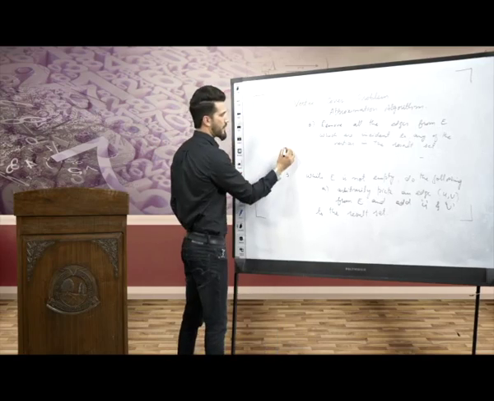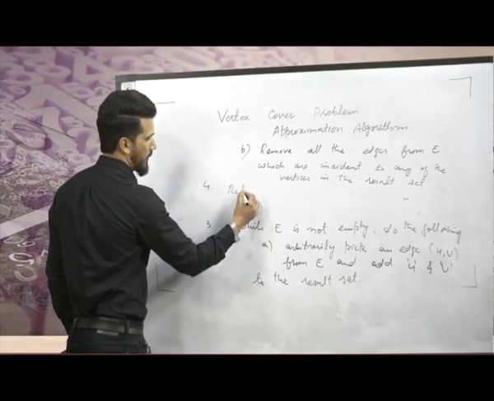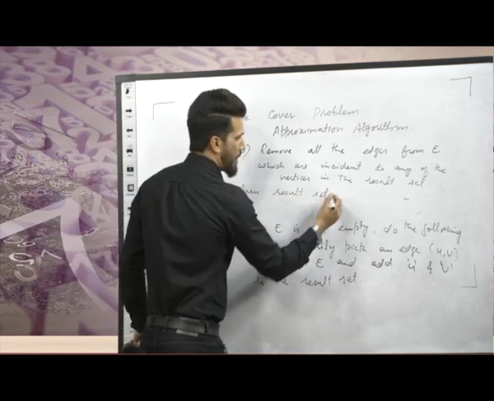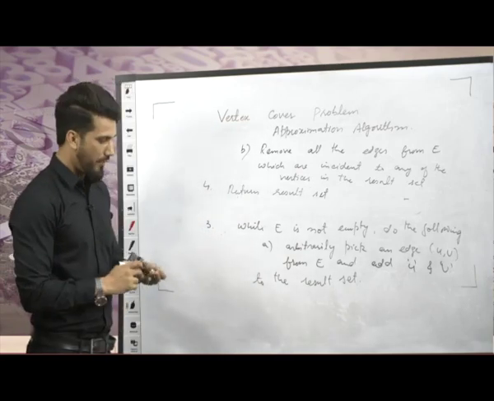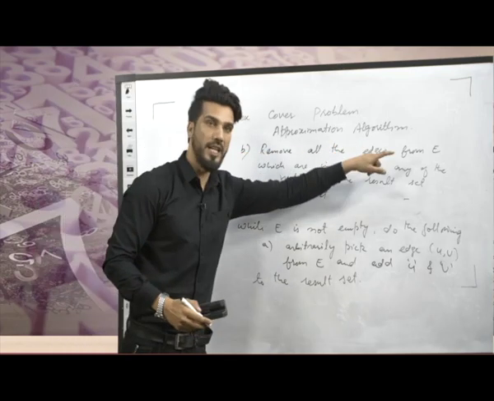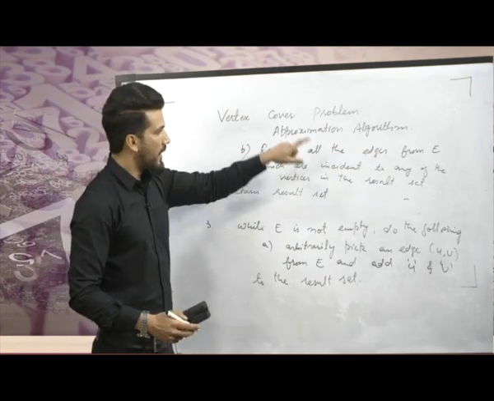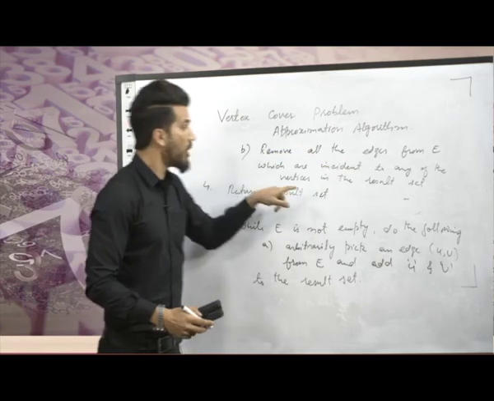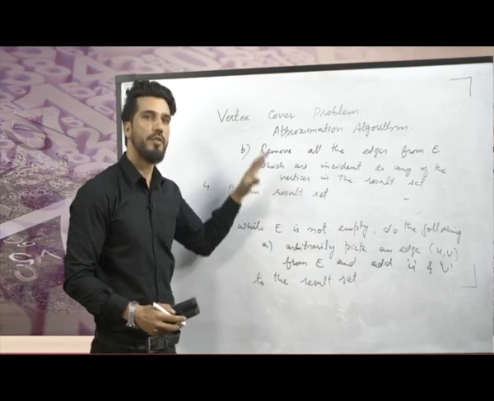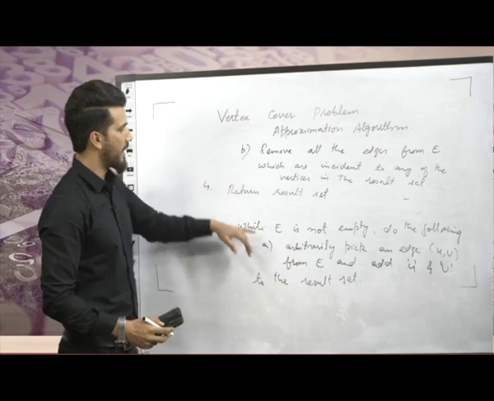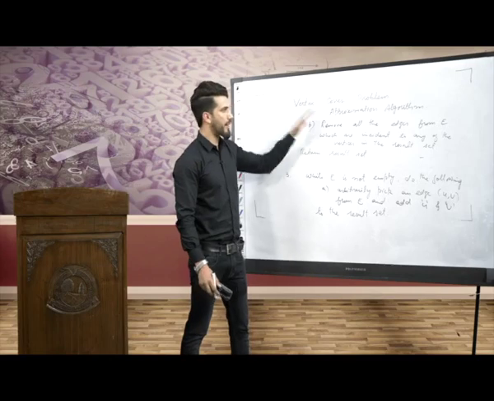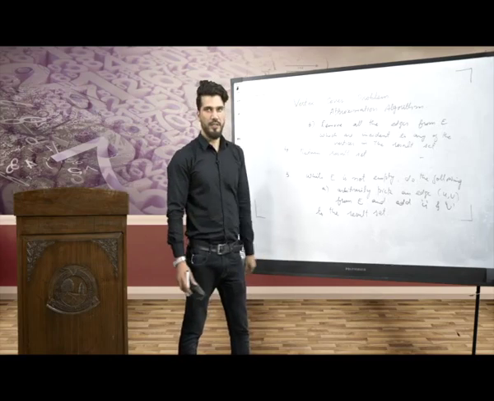And our fourth step will be returning the result set, which will be our minimum vertex cover set. Now after adding U and V to the result set, we'll remove all the edges from E which are incident to any of the vertices already in the result set. We have to remove all those edges. And finally, when the set E is empty, we'll return the result set. That's our approximation algorithm for the vertex cover problem.